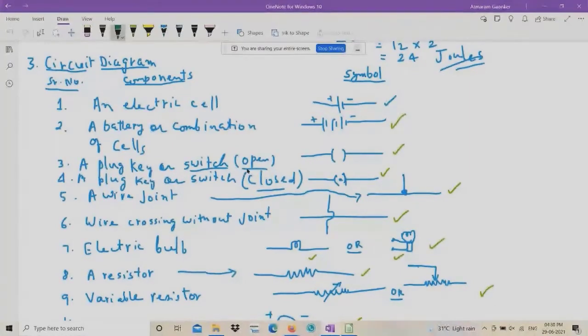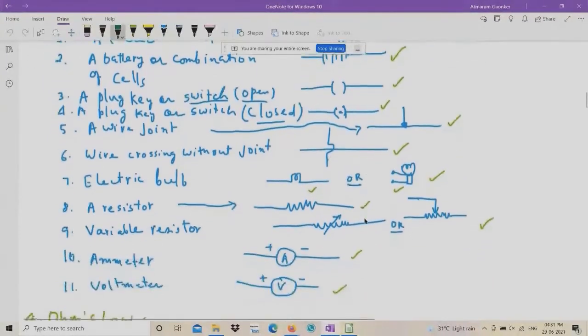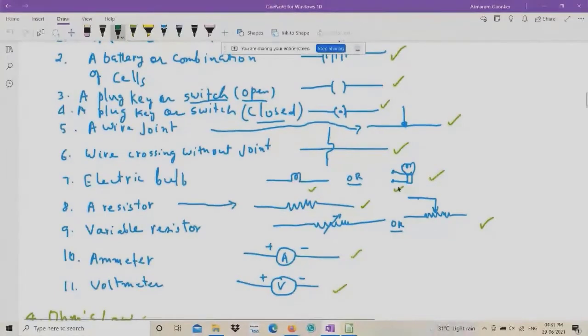A plug key or a switch: this is a switch open, and a switch closed means there will be a dot at the center. A wire joint is like this, and a wire crossing over another without a joint is like this. This is the symbol. Then we see the symbol of a bulb is this one or this one. We have this symbol as the symbol of a resistor. And if you want a variable resistor, that is its resistance is changing, then it is this symbol or this symbol. And then we have got a symbol for the ammeter and voltmeter.